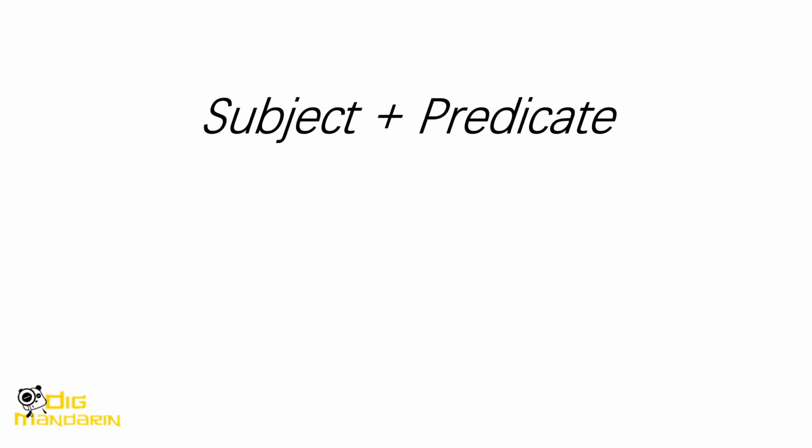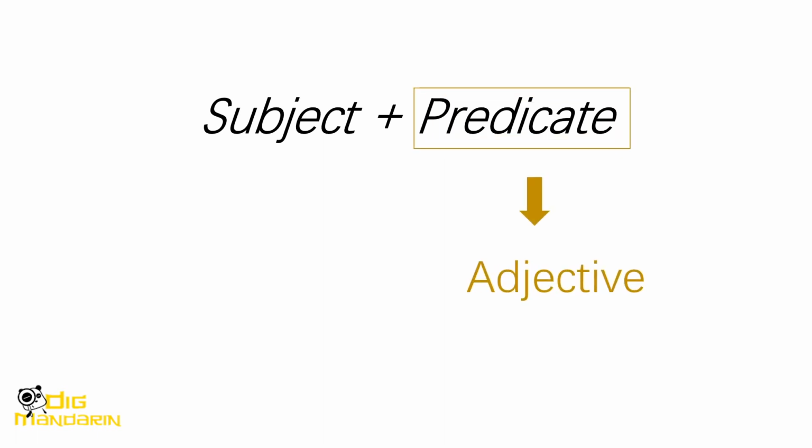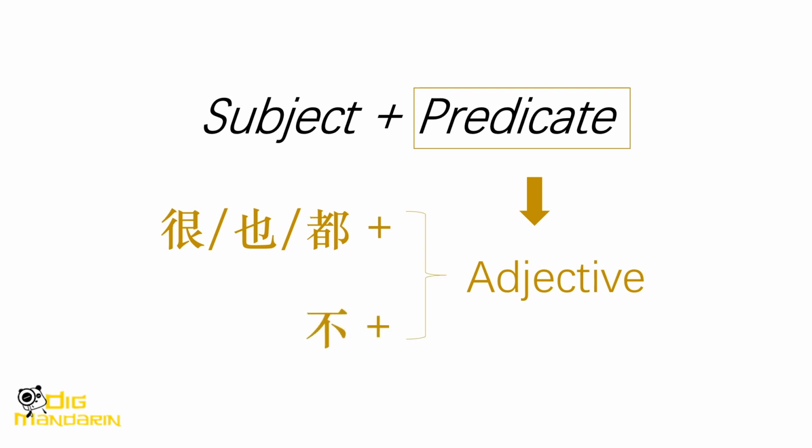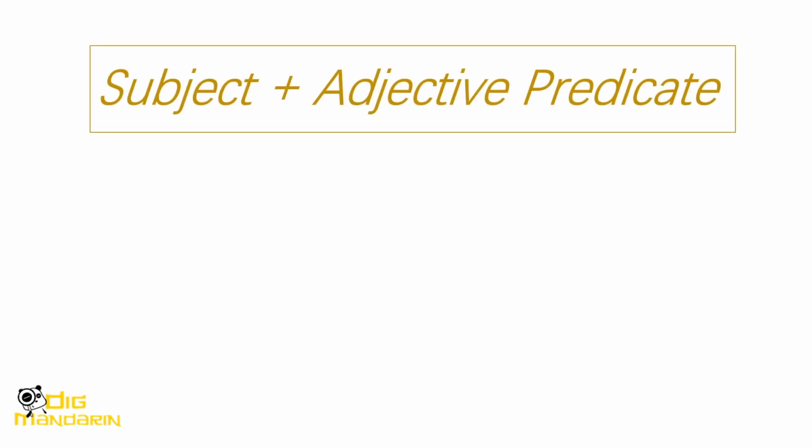And in this structure, we can use an adjective to function as a predicate. And if you want to modify this adjective predicate, we can use adverbs like 很, 也, 都. And if you want to make a negative form, usually we put 不 before it. Now let's look at some examples on how to use this structure.